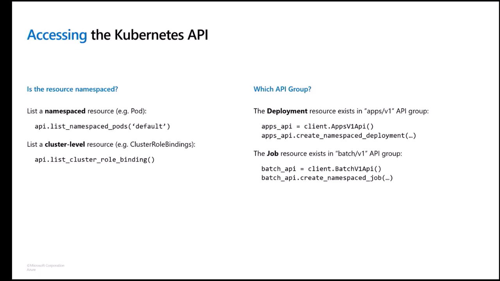So for example here, the first example is creating a deployment. This exists within version 1 of the applications group. The second one here is creating a job, and this is in version 1 of the batch group. And we need to know these groups and these conventions to be able to access those objects.